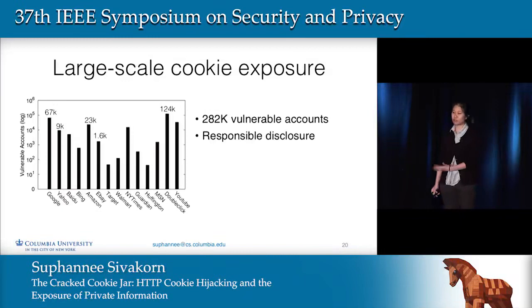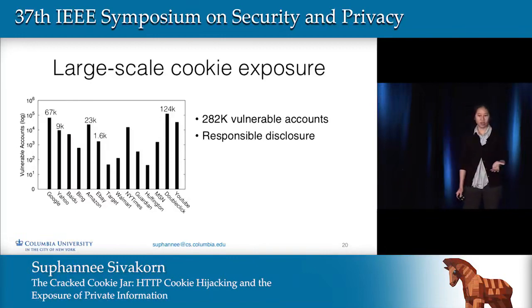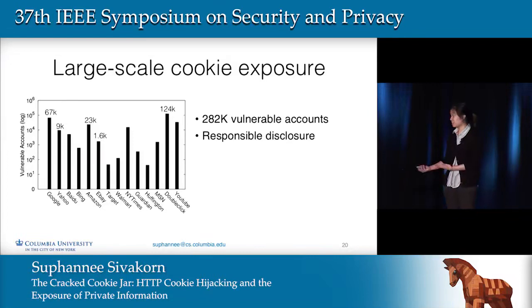So this is the graph of the result that we have. As you can see, the graph lists all the services that we found vulnerable, and the number here shows how many accounts are actually vulnerable to our attack. We have a huge number of vulnerable accounts that are exposed to anyone who is sniffing. We have 280,000 accounts for just one month. Of course, this is a big number, so we decided to do a responsible disclosure to every service listed here as well.